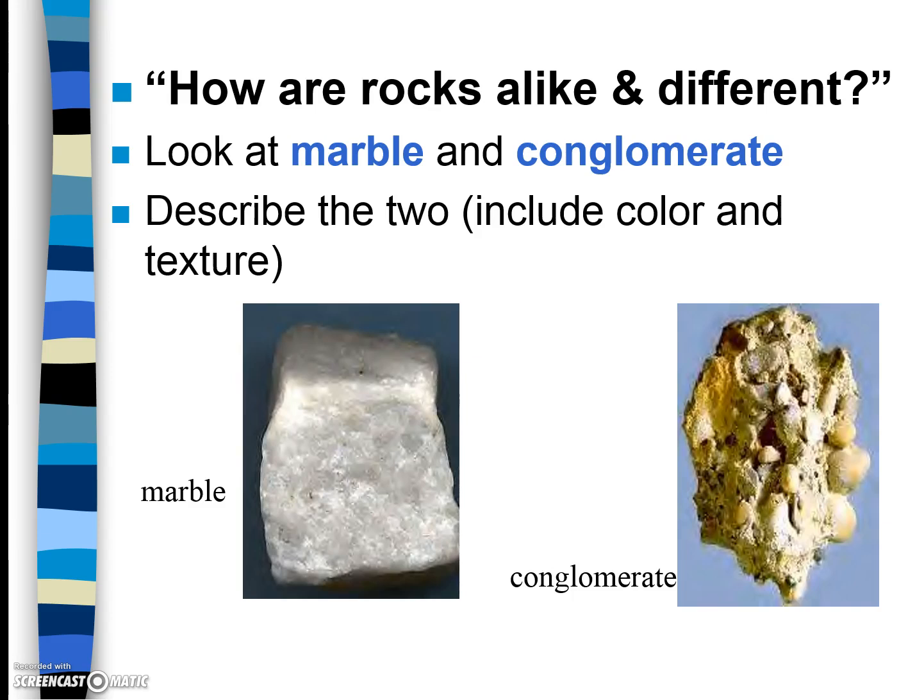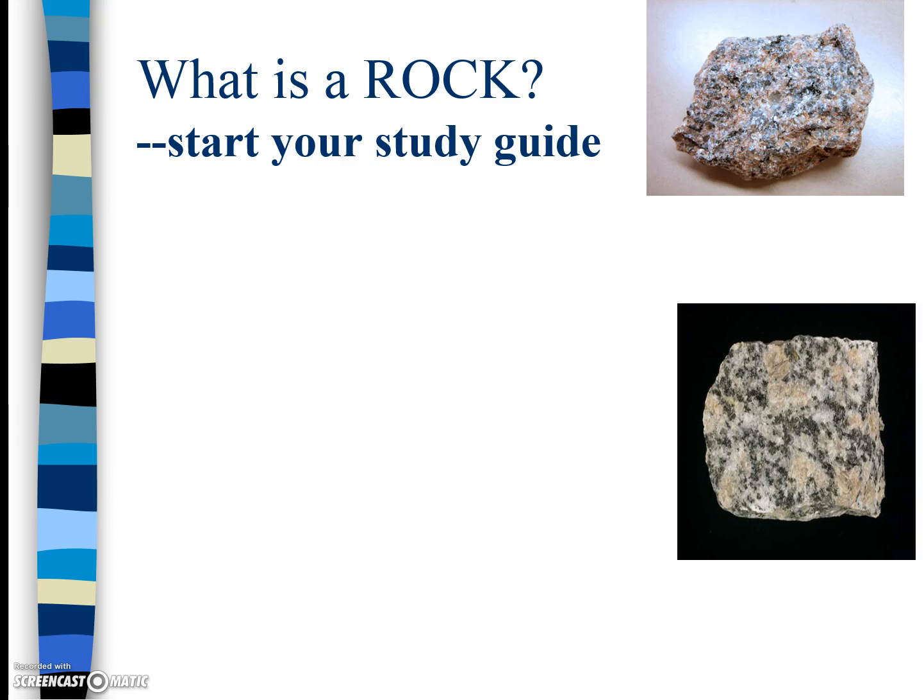So marble, you might have said, is white. It's a little bit more smooth. Conglomerate's got this brownish color to it. It kind of looks like all these rocks are kind of cemented together into that rock, which is kind of cool. It might even look like throw up to you or your dog's throw up, which is really gross, but marble definitely doesn't look like that.